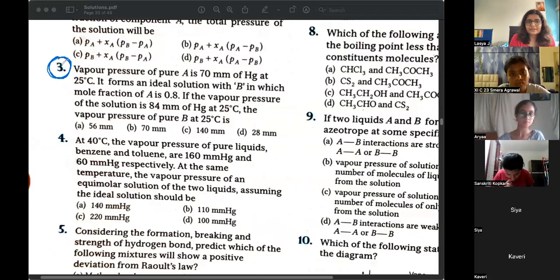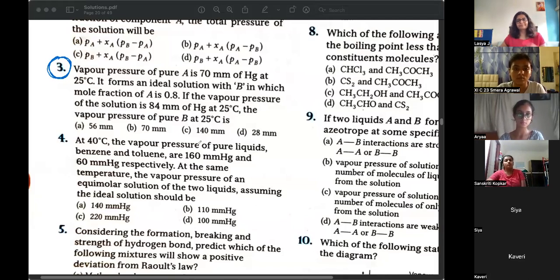Question number 3. The vapor pressure of pure A is 70 mmHg at 25 degrees Celsius. It forms an ideal solution with B in which the mole fraction of A is 0.8. The vapor pressure of the solution is 84 mm at the same temperature. The vapor pressure of pure B is how much? Take down all the information you have, and then it becomes very easy to see what to use and how to apply it.